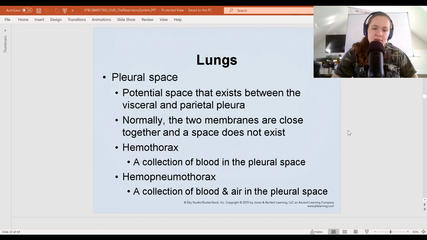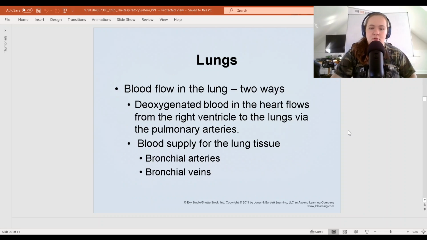The pleural space is the potential space that exists between the visceral and the parietal pleura. Normally, the 2 membranes are close together and a space does not exist. A hemothorax is a collection of blood in the pleural space. A hemopneumothorax is a collection of blood and air in the pleural space, which is why it's usually a viscous fluid that's there, which acts as a lubricant. This is there in most people. When you get a collection of air and blood or just blood, it becomes a problem.